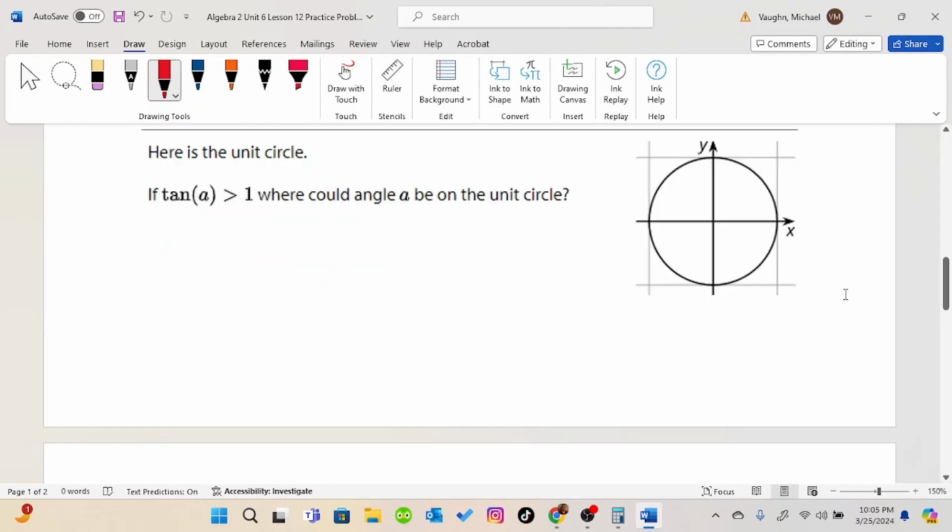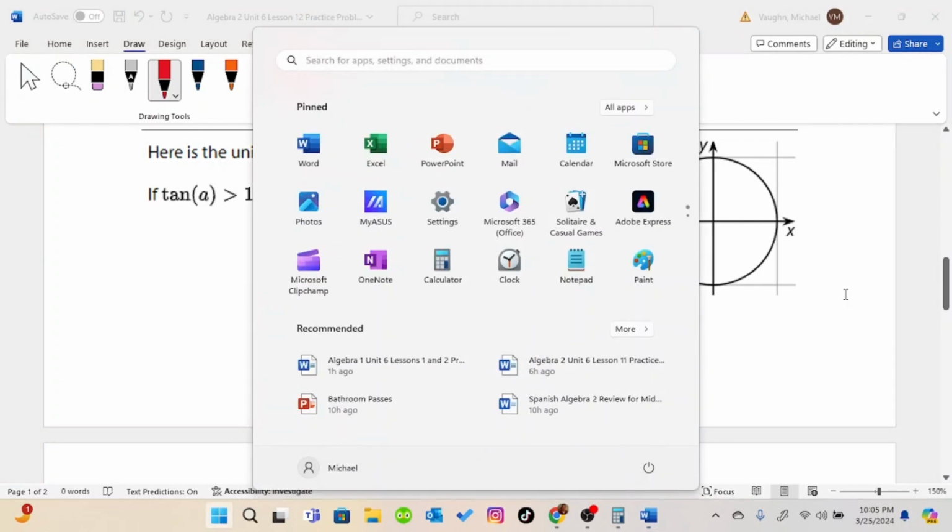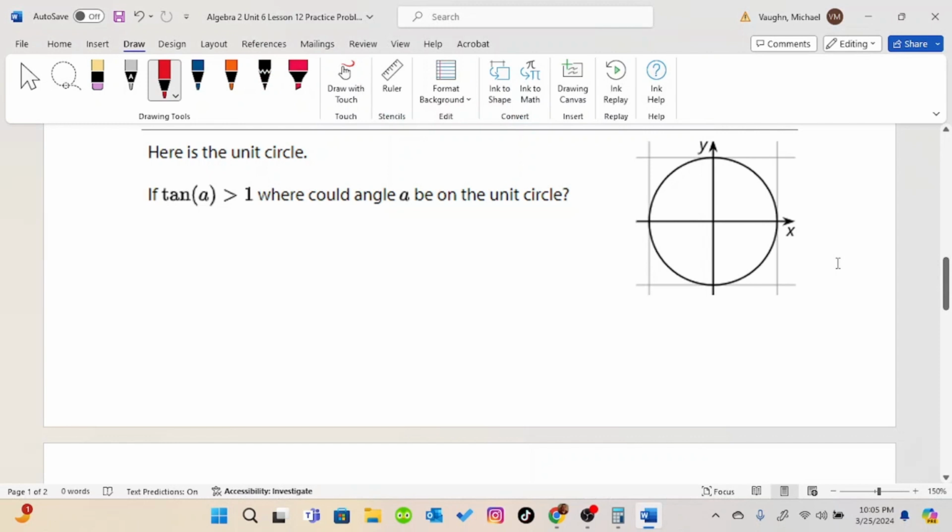Here is the unit circle. If tangent of A is greater than 1, where could angle A be on the unit circle? So remember a couple of things. Tangent equals sine over cosine, or y over x.